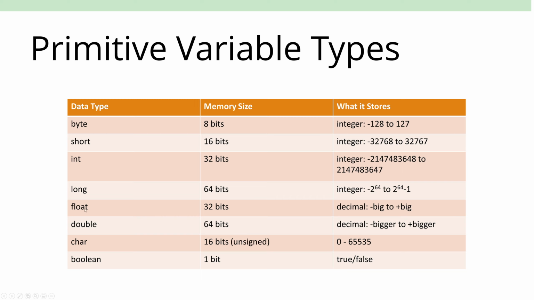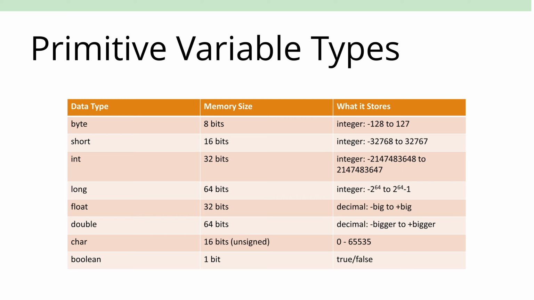We also have what is called a float. Notice how it is 32 bits, and it can also store decimal values. So it is a cousin to double. And then we have something called char, which is short for character. Notice it is 16 bits, but it's unsigned. I go over this in another video where I go over binary representation and 2's complement.